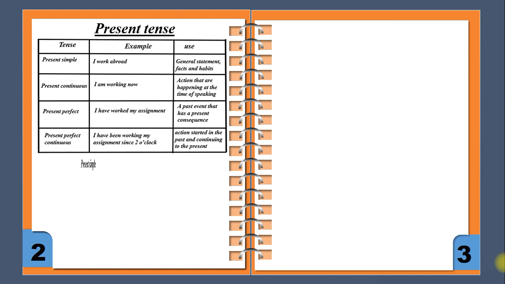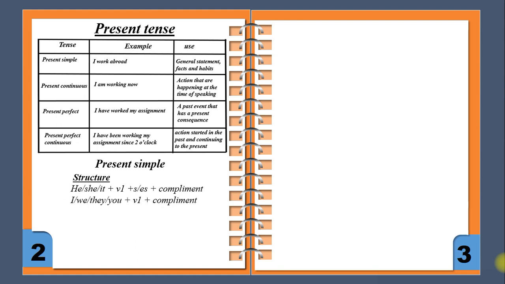Let us see each one by one. The first one is the present simple. Structure. He or she or it plus base form of the verb, or simply V1, plus S or ES depending on the verb, plus the complement of the sentence. Or I or we or they or you plus V1 plus complement. That means without adding S or ES for I, we, they, and you.